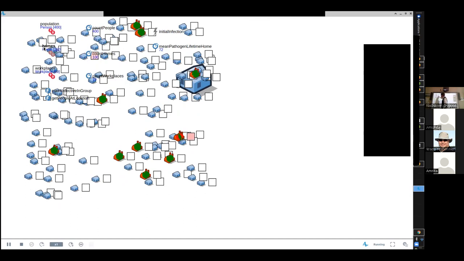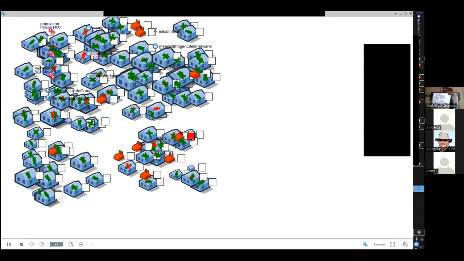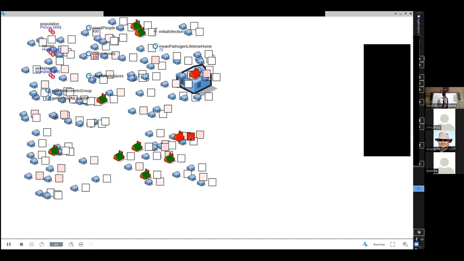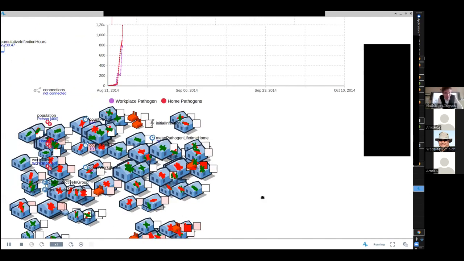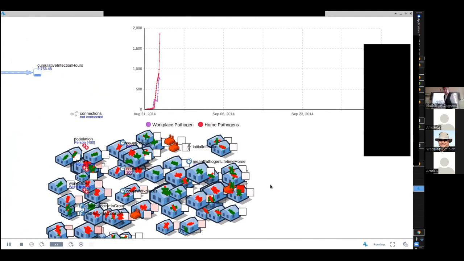But you notice one of the homes has a high-level pathogen here. And this workplace or home, I'm having trouble visually distinguishing which. I think it's maybe a home. Is having a high-level pathogenicity. And now you're starting to see pathogens develop at some other places. And you start to see some people actually who are infected as well. This home, for example, has one person infected. And now we see a distressing number of people infected.